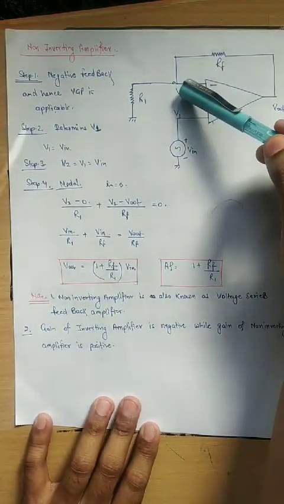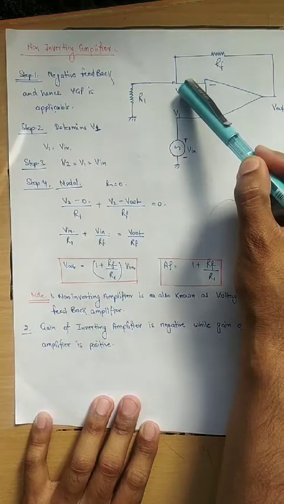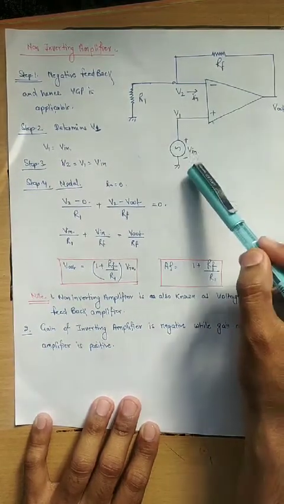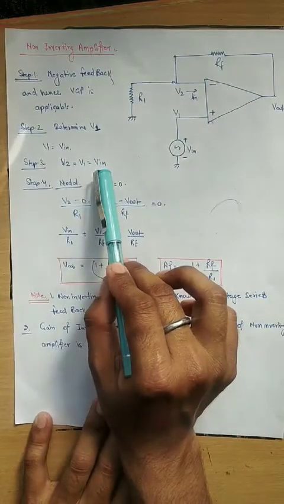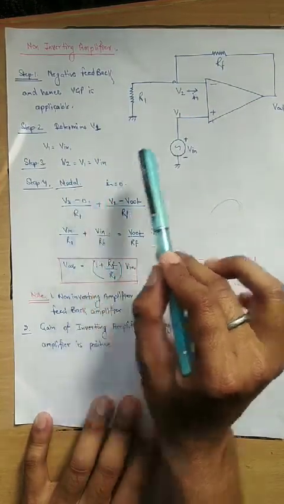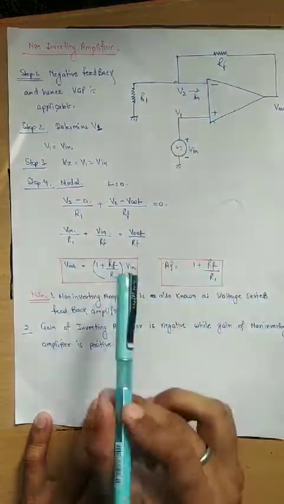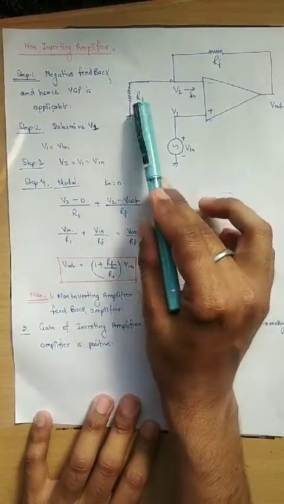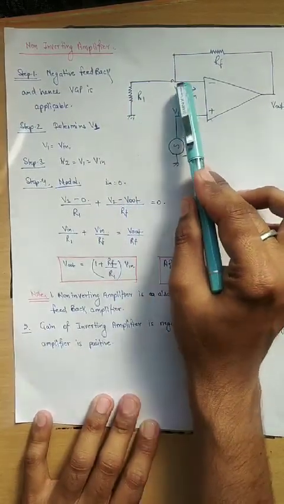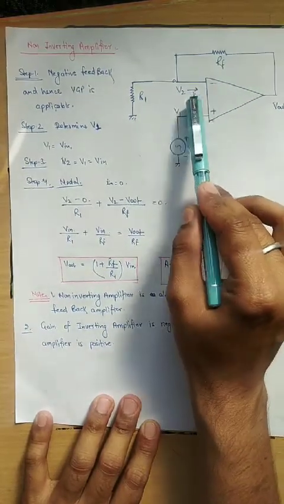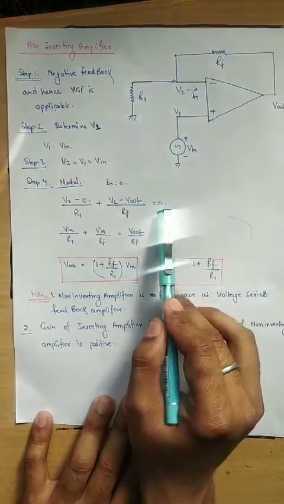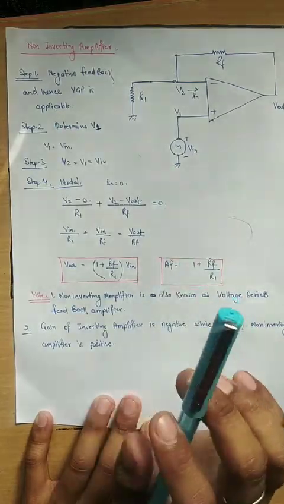So Vin equals V1 equals V2 is applicable. What is V1? V1 is equal to Vin. So V2 equals V1 equals Vin. Now apply nodal at junction V2. So (V2 minus 0) divided by R1, (V2 minus Vout) divided by RF. Iin is always 0, that is why it is equal to 0.